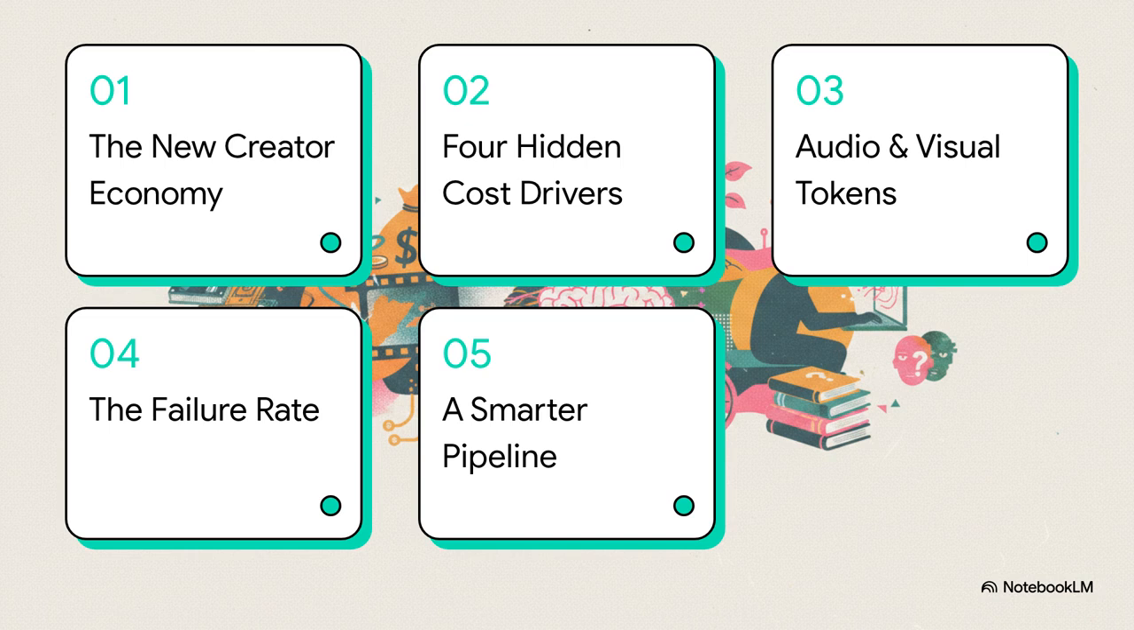All right, so here's our roadmap for today. We're going to start with the new creator landscape. Then we'll dive right into 4 hidden cost drivers. After that, we'll decode what audio and visual tokens are, uncover the surprising cost of failure, and then we'll finish up with a practical playbook to help you build a smarter AI pipeline.